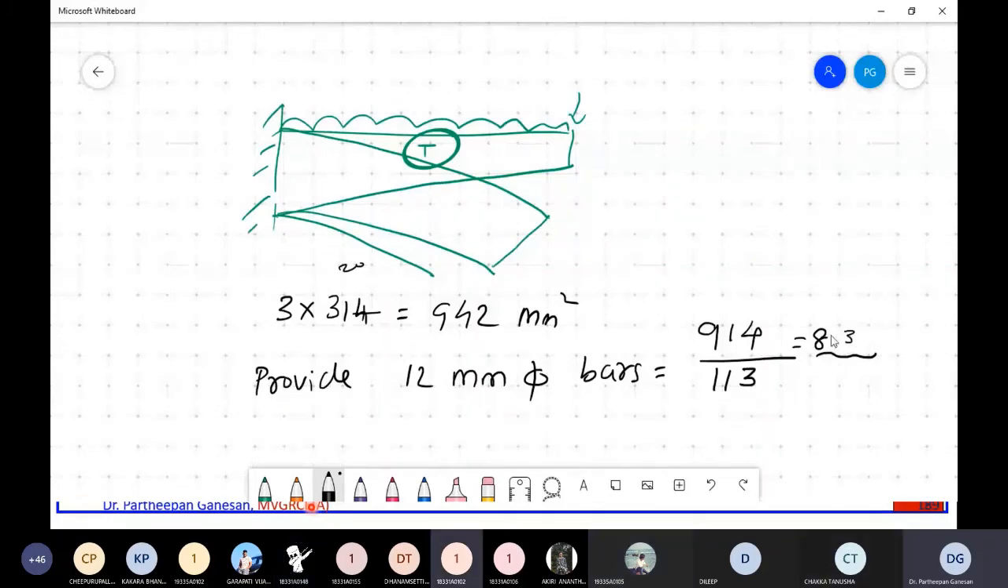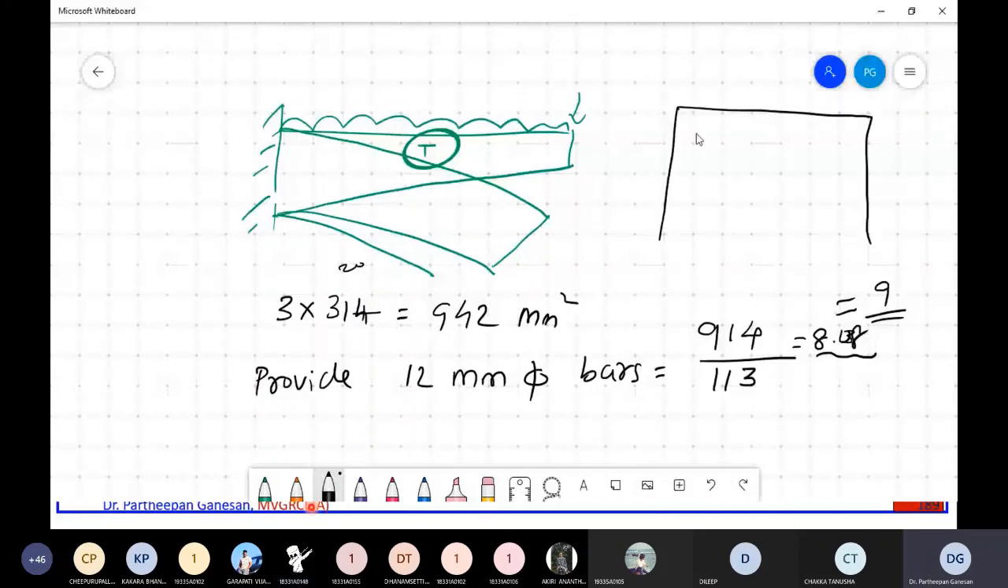8.08. That means you have to provide 9. So if you provide 9 bars, can you provide them in one single row? Let us say I am providing 9: 1, 2, 3, 4, 5, 6, 7, 8, 9. The width available is only 250 mm.